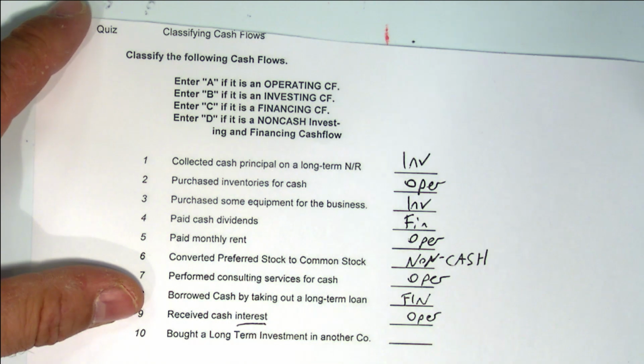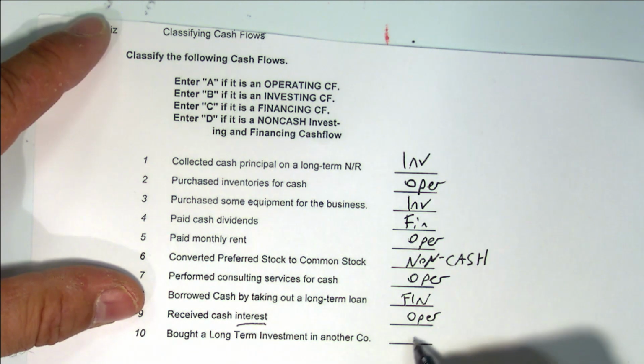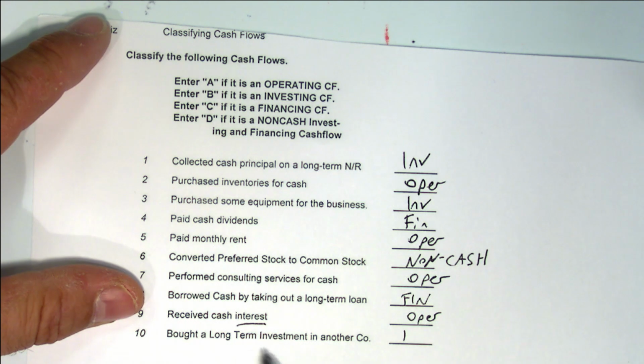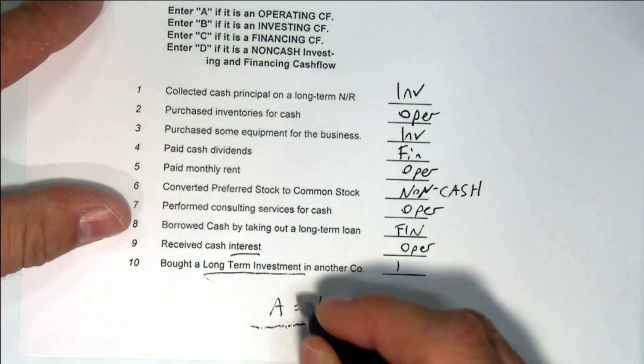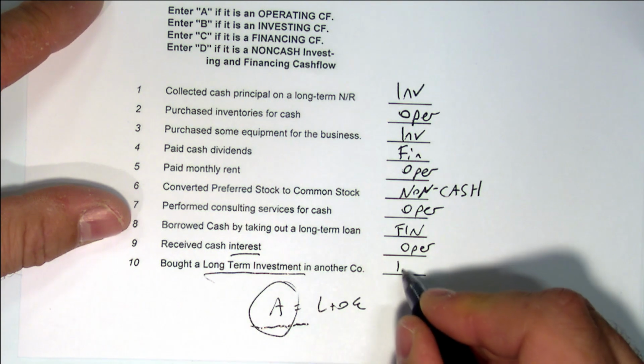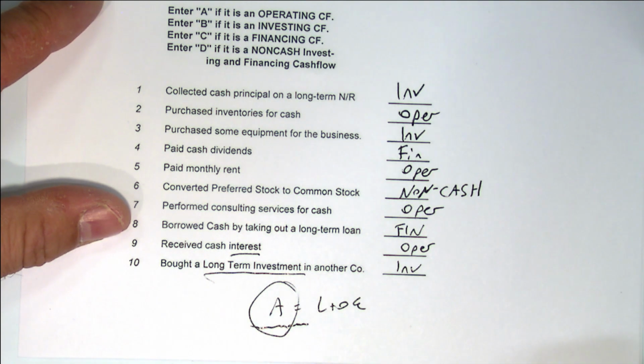Bought a long-term investment in another company. Investing. Financing. What is it? Oh, investing. It's long-term investment. Do I make this an F or an I? Financing or investing? It's an I. Well, long-term investment, that's an investment. Yeah, that's investing. So that is an investing activity. I didn't miss one. I missed two. Okay, so there are your answers.